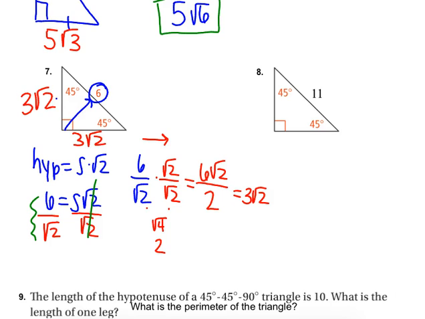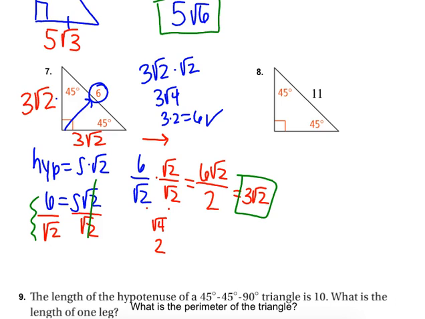Now if you don't believe me, check yourself. If I know my hypotenuse is 6 and I think my leg is 3 square roots of 2, what's 3 square roots of 2 times the square root of 2? 3 times the square root of 4, which is 3 times 2, which gives me 6. Works out. We did it right. Way to go. Kudos.